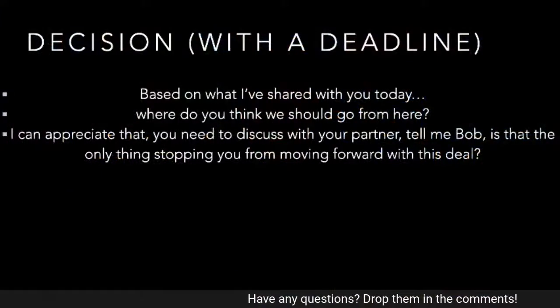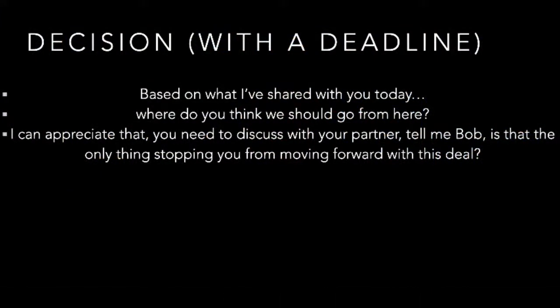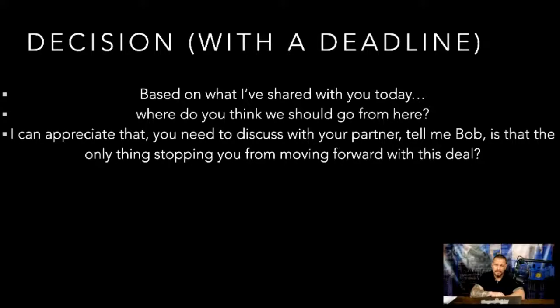So from that point, Bob might say, hey, you know what? I like it, but I got to discuss with my partner. Second most powerful close to that. Listen, Bob, I can appreciate that, right? Again, the words are impactful. I can appreciate that. I'm approving his objection. I'm accepting his objection, right? I'm not denying it. I'm going along with him. I can accept that, Bob. I can appreciate that, Bob. I can appreciate that you need to discuss it with your partner. But, Bob, tell me, is that the only thing stopping you from moving forward with this deal, right?